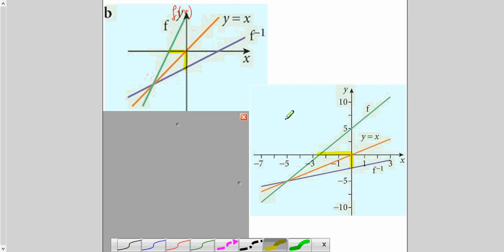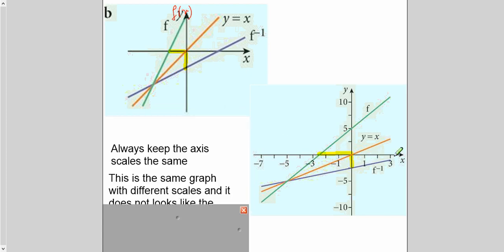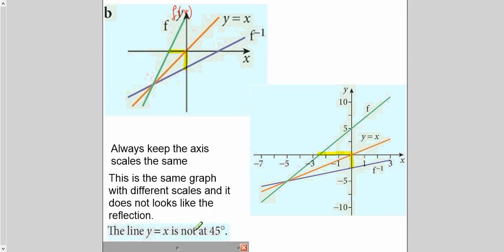The points you have taken are not giving it a look of symmetry. So you have to be careful that you keep the axes the same, and the line y equals x is at 45 degrees, like here it is not at 45 degrees. If the scale is the same, like your 1 is this much, here your 2.5 is this much. So keep the scale the same, then the diagram of reflection and inverse function will be the same. Function and inverse function, right?